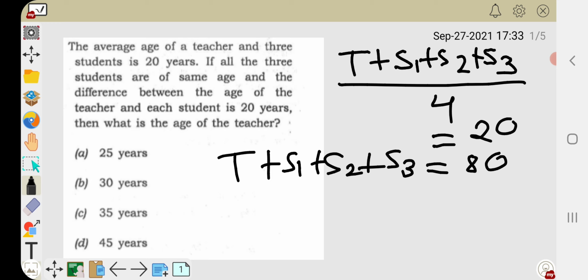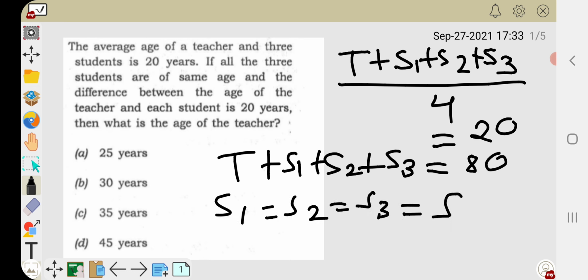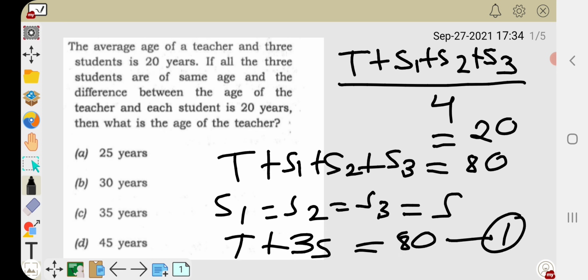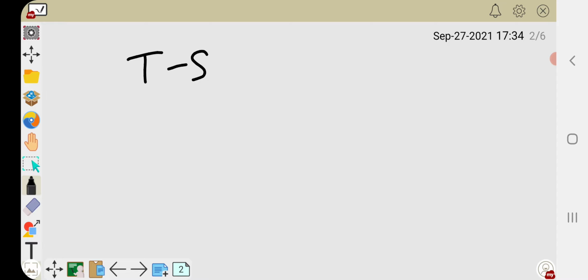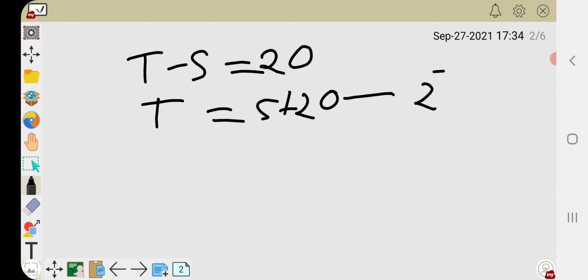Now if all the 3 students are of same age, then let S1 is equal to S2 is equal to S3 is equal to having age S. So T plus 3S will become 80. This is our equation 1. Now next is the difference between age of teacher and each student is 20 years. So T minus S is equal to 20. It implies that T is equal to S plus 20. This is our equation 2.